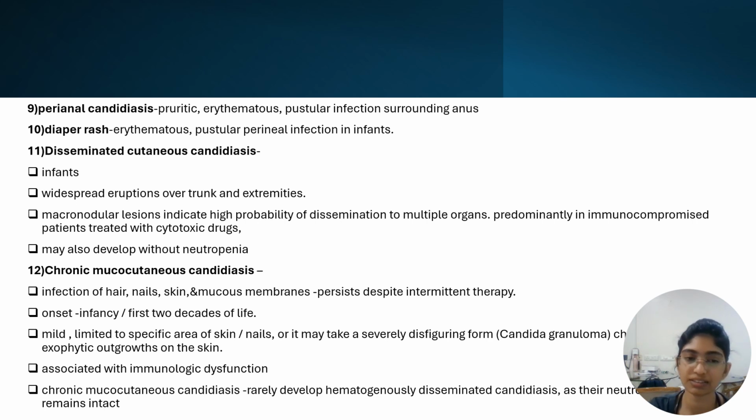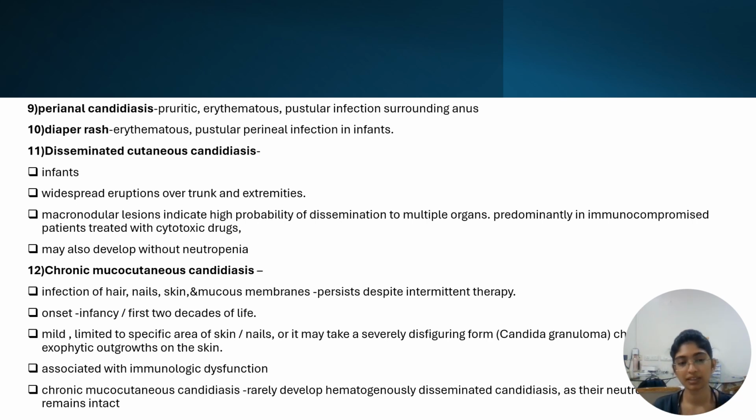In perianal candidiasis, there will be pruritus, erythema, and pustule formation around the anus, and a similar thing in infants is called diaper rash. And in disseminated cutaneous candidiasis, widespread macronodular lesions will be seen over the trunk and extremities, and it's more common in infants and in patients with neutropenia, but it can also occur without neutropenia. So whenever we see these widespread macronodular lesions, there is a high probability of hematogenous dissemination of Candida.